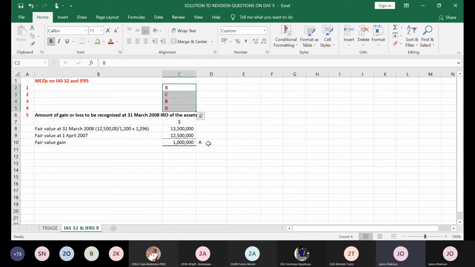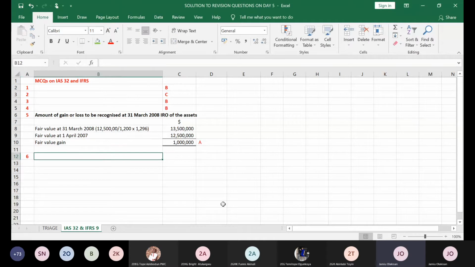So we've done it for those who requested that we should do it. Can we go to question 6? What is question 6 talking about? Can you read it? Read question 6 for us.